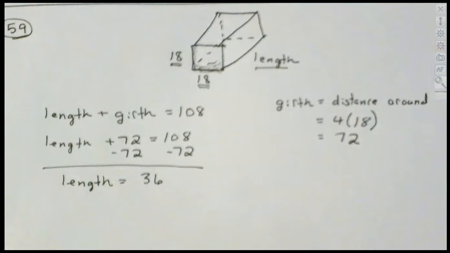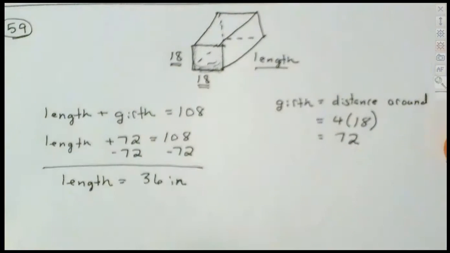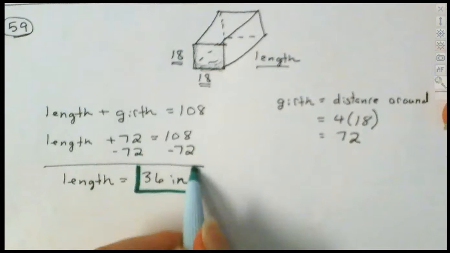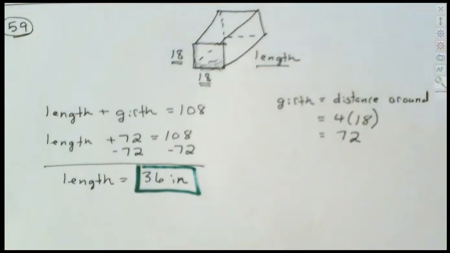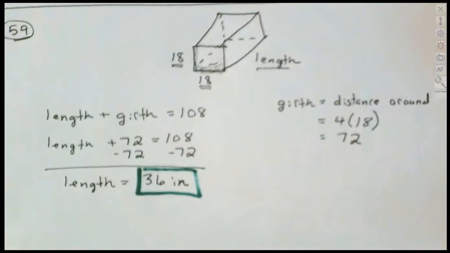And what is the 18 measured in? We read the question. The 18 is in inches. 108 is in inches. So our length is also going to be in inches because everything is in inches in that problem. And that one was just finding the formula for the girth, which is that distance around, plugging it back in, and then finding the correct length.